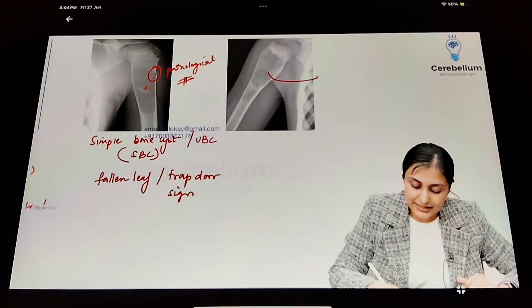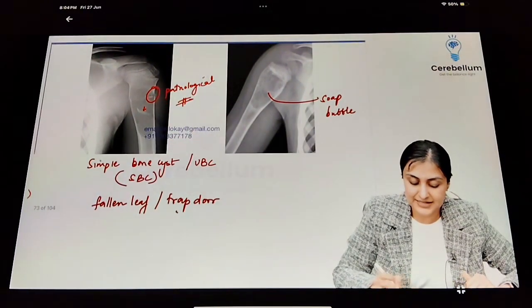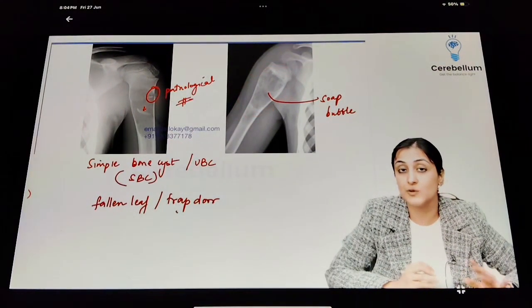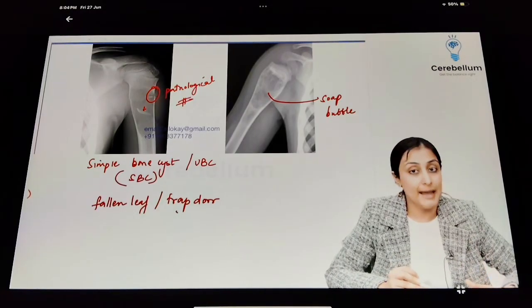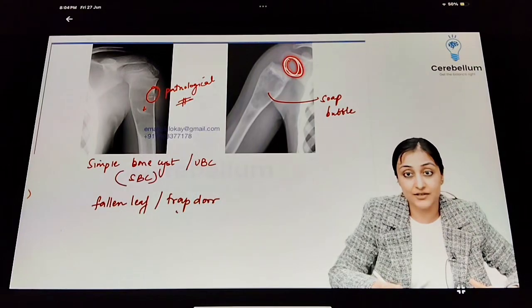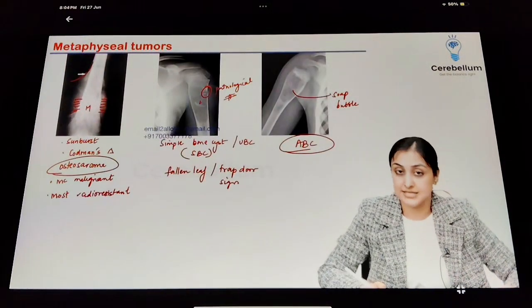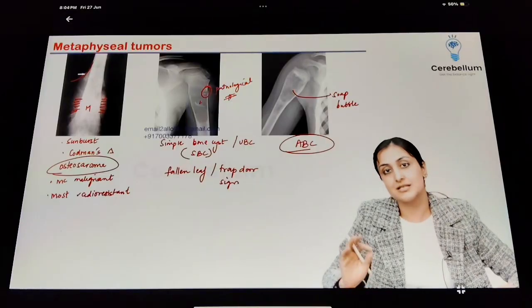On the other hand, when you see that there is this soap bubble appearance that we saw in GCT, very similar to it, but then this is metaphyseal. Lots of students confuse GCT with ABC. GCT, you will see in epiphysis, reaching the joint, whereas this is unfused. This is in the metaphysis. This is the epiphysis here, right? So this is a metaphyseal lesion. This is the aneurysmal bone cyst. So ABC, aneurysmal bone cyst, is metaphyseal.